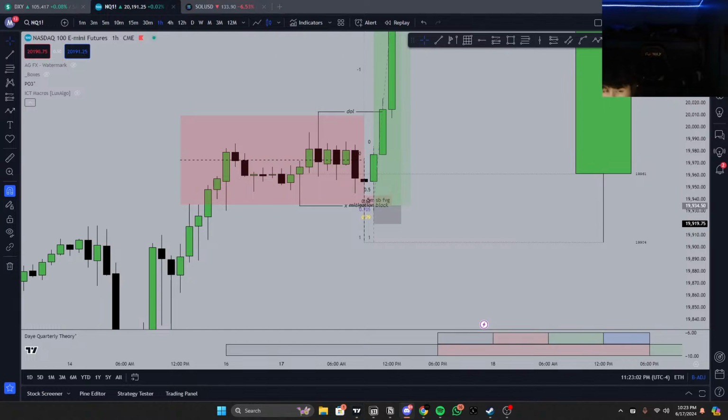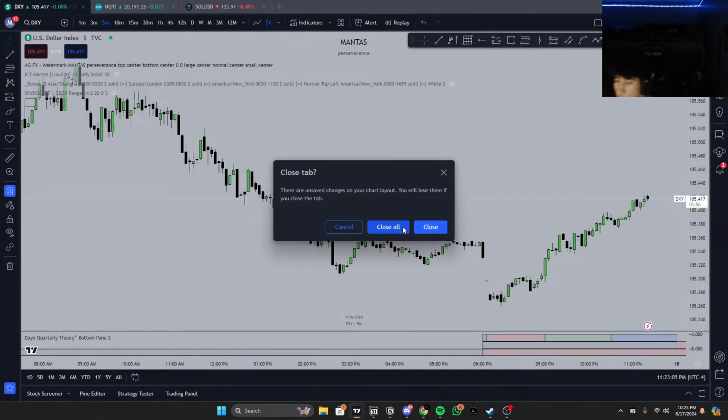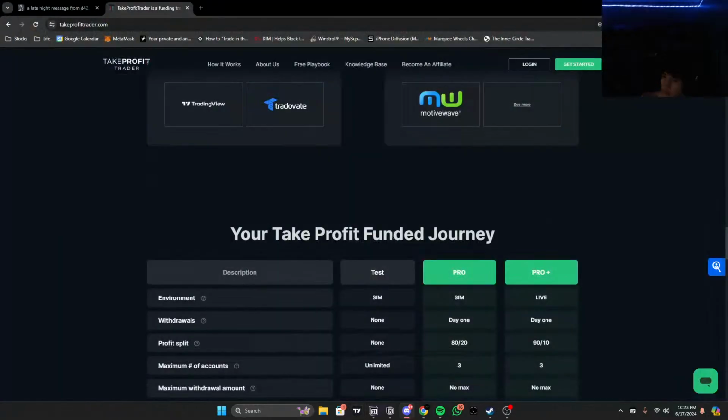Yeah, just make sure all your stuff is straight. I mean, they will deny you payouts if you're trading risky too. If you're over leveraging and stuff. So if you tend to over leverage or gamble in trades, then yeah, you're not really gonna get a payout for that.